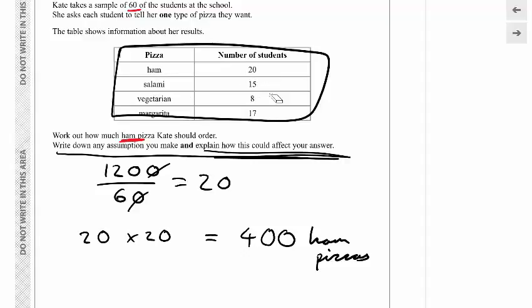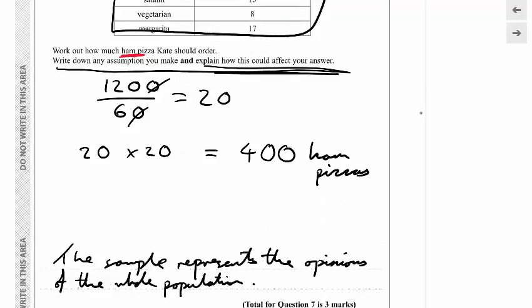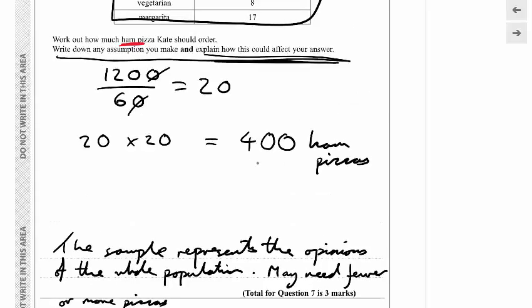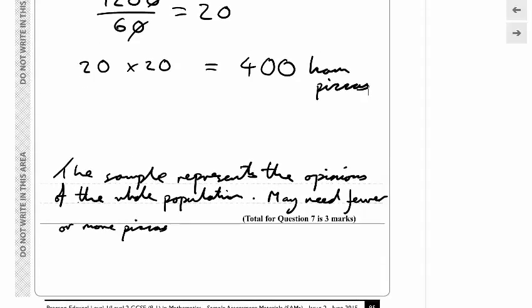So in other words, you may need a few extra pizzas just in case more people like salami than like ham. So you may need fewer or more pizzas just in case. You might not have exactly 400 people liking ham pizzas. You might have something like 404 people liking ham pizzas, so you'd need 4 extra ham pizzas. So it may be wise just to get a few extra just in case.